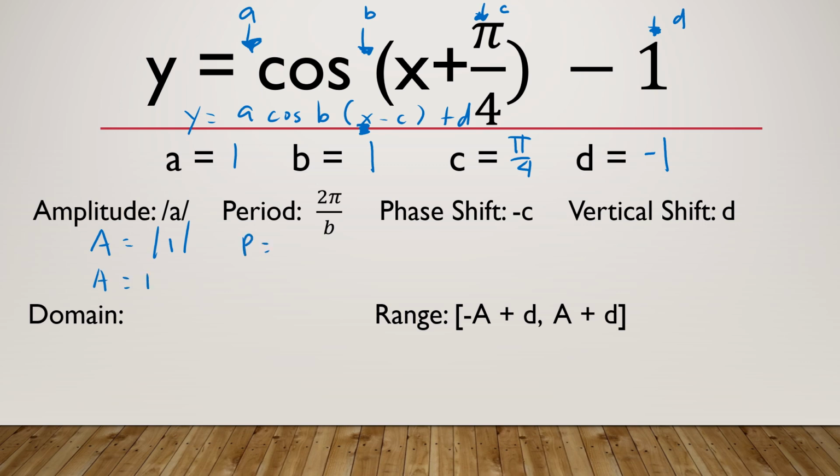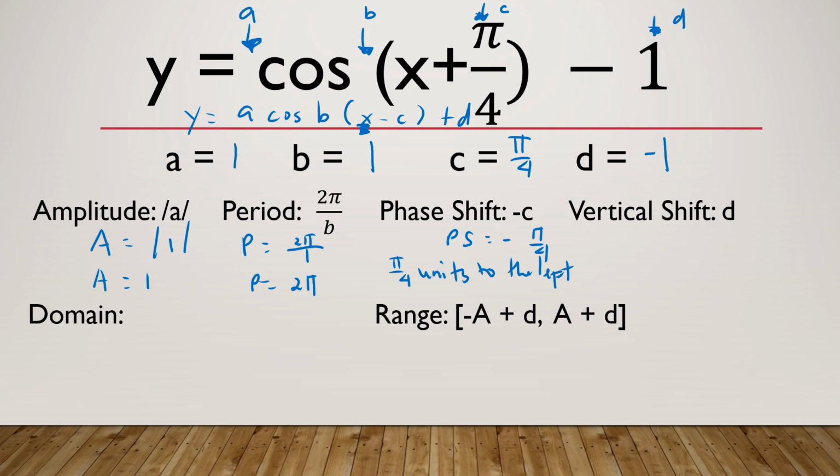For period, we have 2 pi over B. Our B is equal to 1. So therefore, instead of writing B, we're going to write 1. So your period is equal to 2 pi. For phase shift, we're going to substitute C. So your PS is equal to negative pi over 4. So therefore, it will be pi over 4 units to the left. So that will be the movement of the graph.